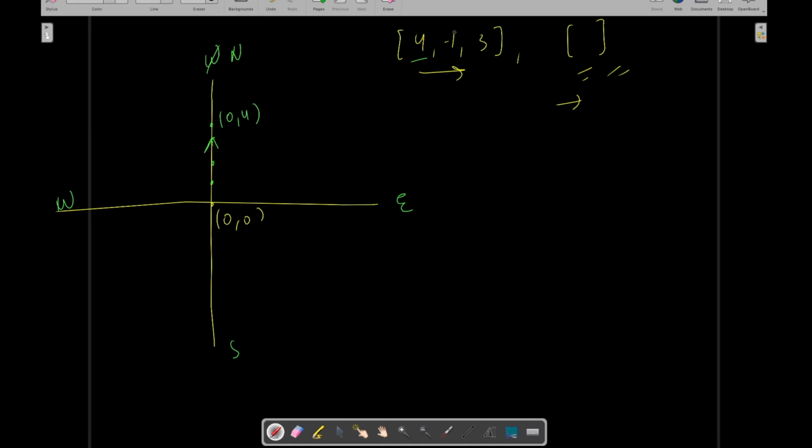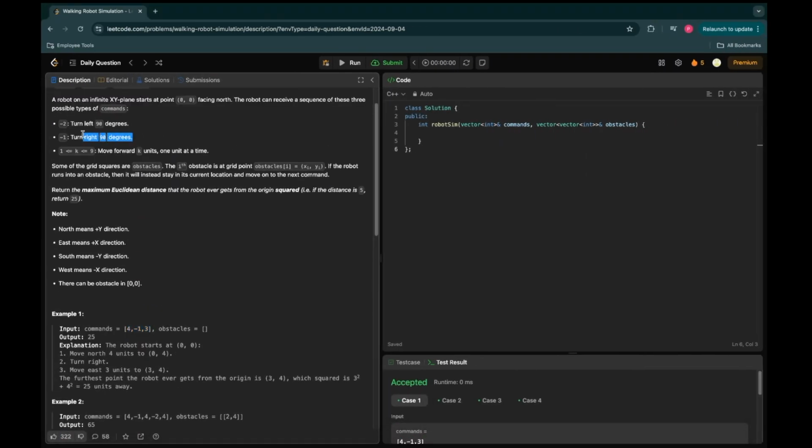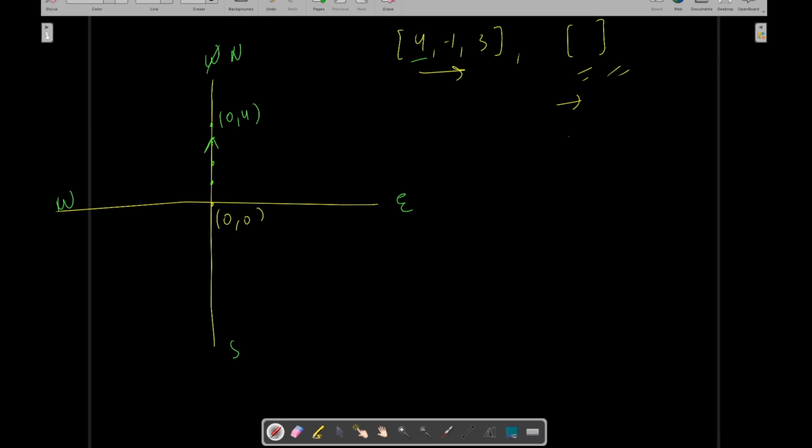Then we have been given the next command as -1. What was -1? -1 means turn right 90 degrees, right? -1 means right, we need to turn right, and -2 means we need to turn left. So here the robot will turn right. And now we need to move forward 3 units. So it will reach 3, 4, right?